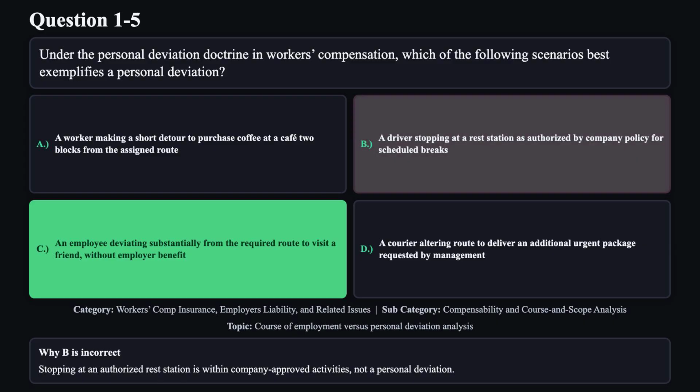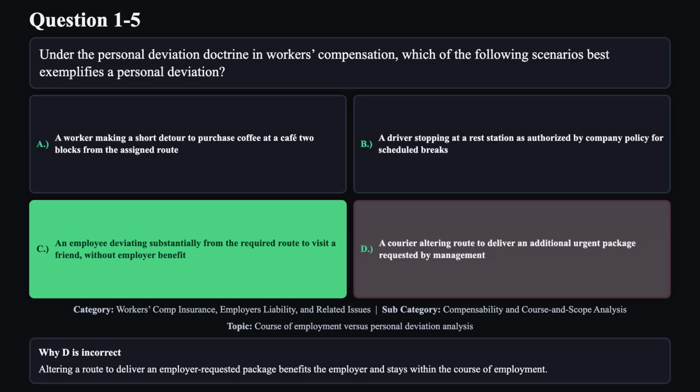Reason B is not correct. Stopping at an authorized rest station is within company-approved activities, not a personal deviation. Reason D is not correct. Altering a route to deliver an employer-requested package benefits the employer and stays within the course of employment.